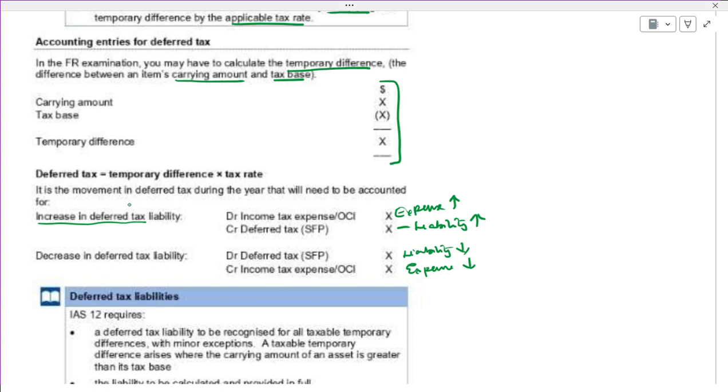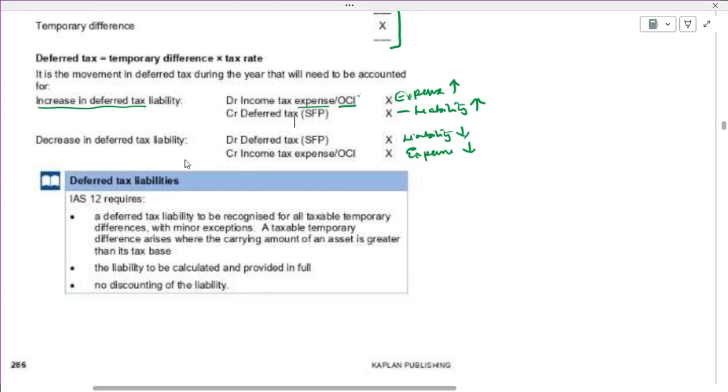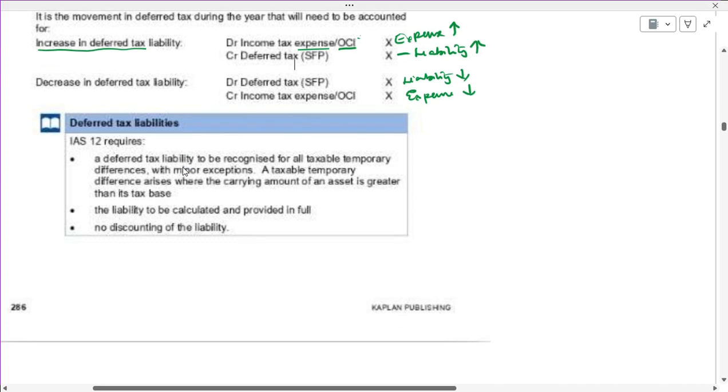Depending on the type of asset or type of transactions, either we will show it in OCI or we are going to show it in expenses. Journal entry is very important. Only journal entries, okay? You have to focus on journal entries.